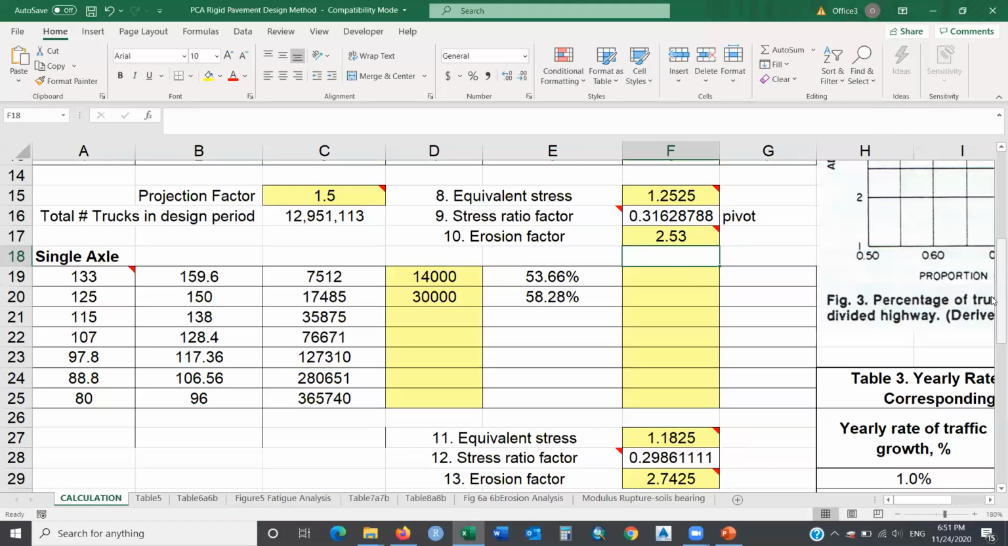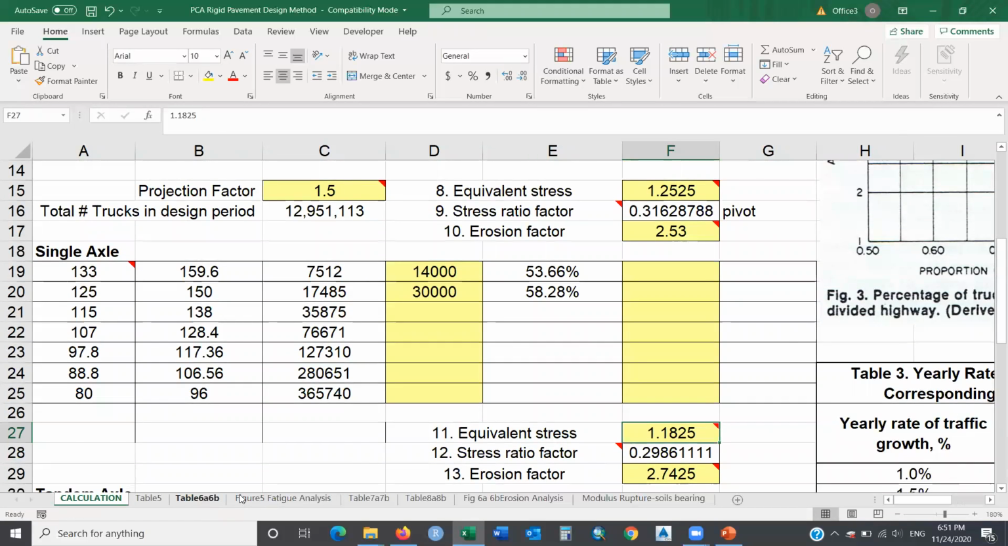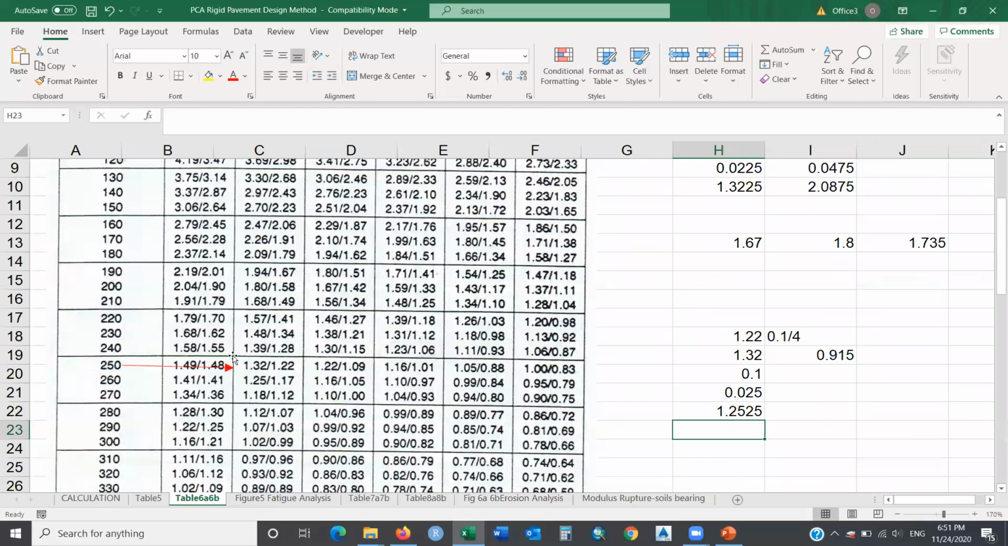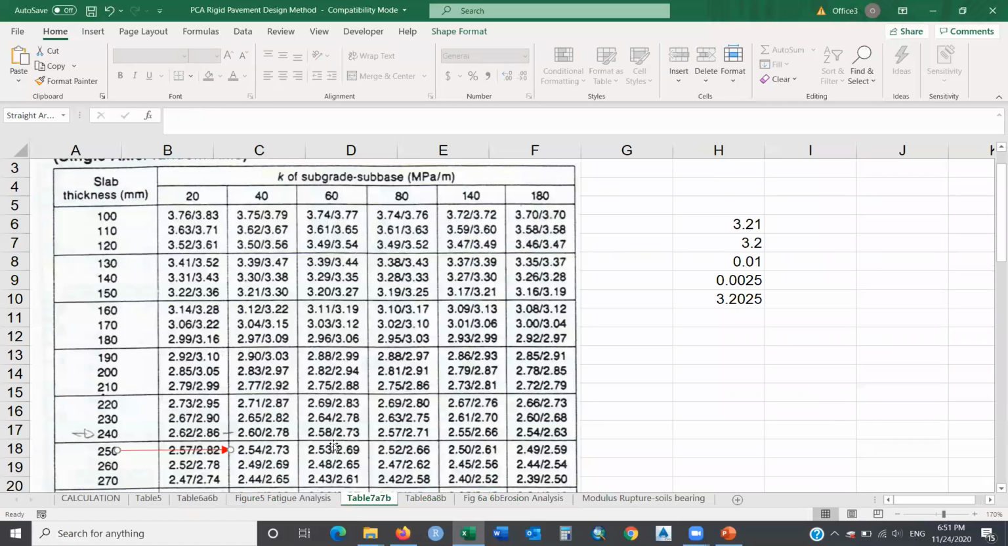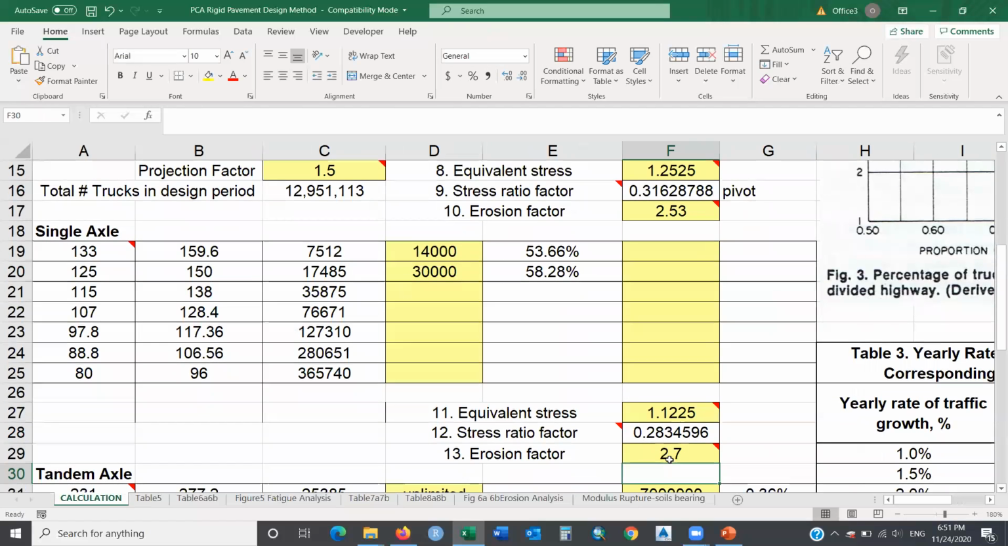And for tandem, 109 and 122. 112.25. And the erosion, 269 and 273. 270. Okay, so I think this one is the winner. Pivot is at 0.316.